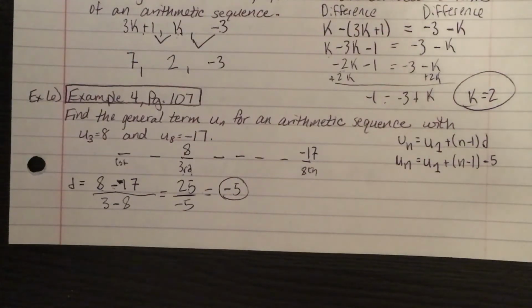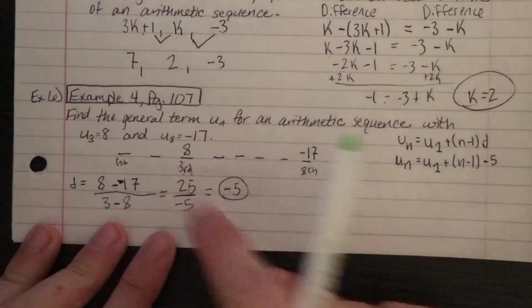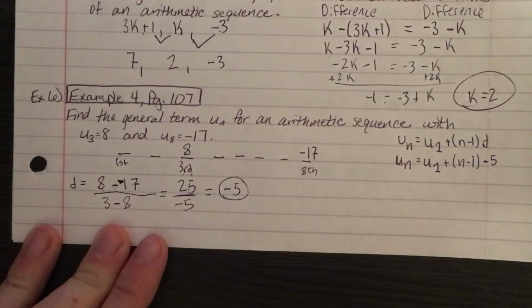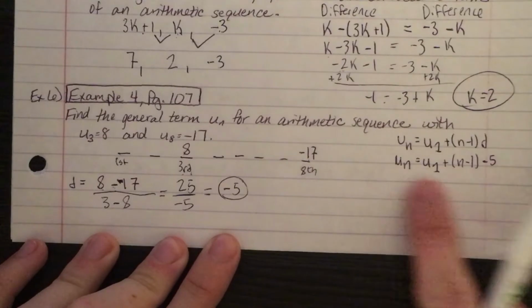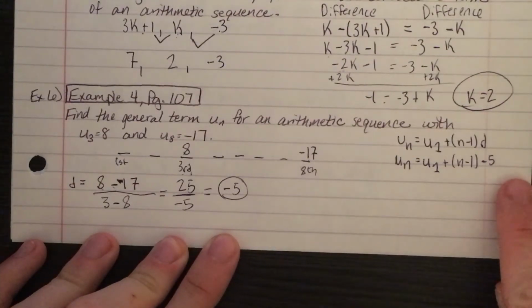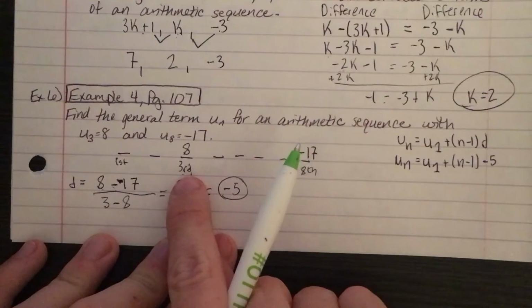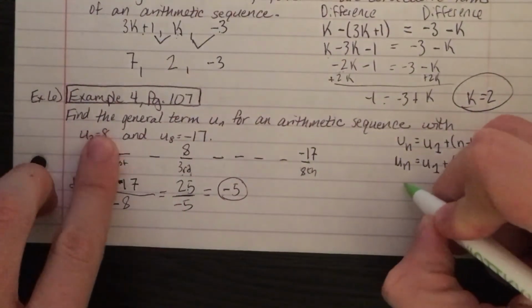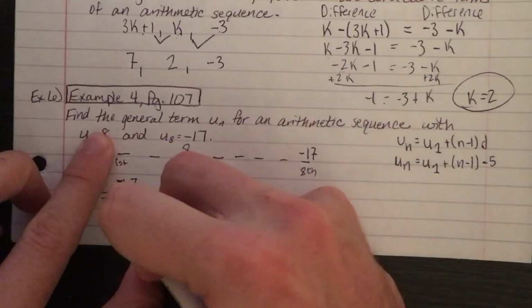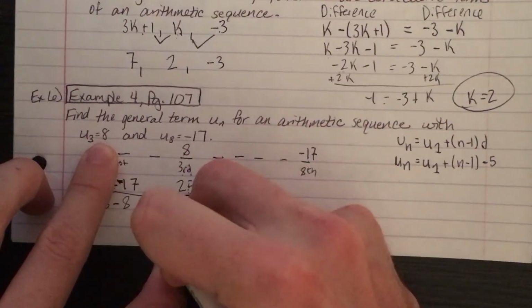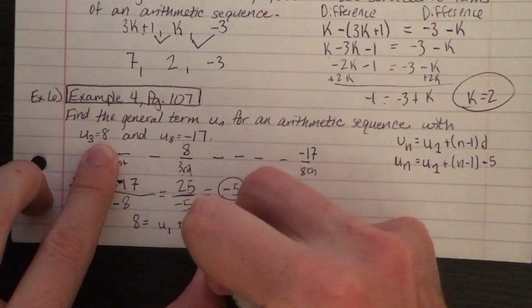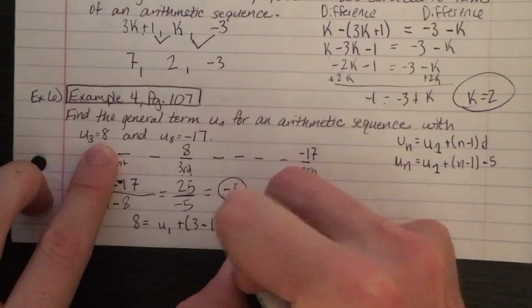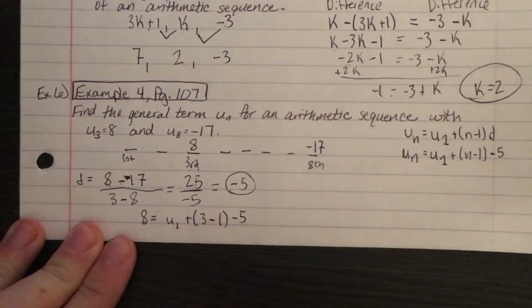And so to do that, what we're going to have to do is say, okay, well, we can substitute in some information. We could also go in reverse. Either way works. Just to get us more comfortable with the formula, I'm going to work within this general formula here using this information right here. So we know U3 is 8. So if I set this U3, if I say 8 equals U1 plus 3 minus 1 times negative 5, this should help me figure out what U1 is.